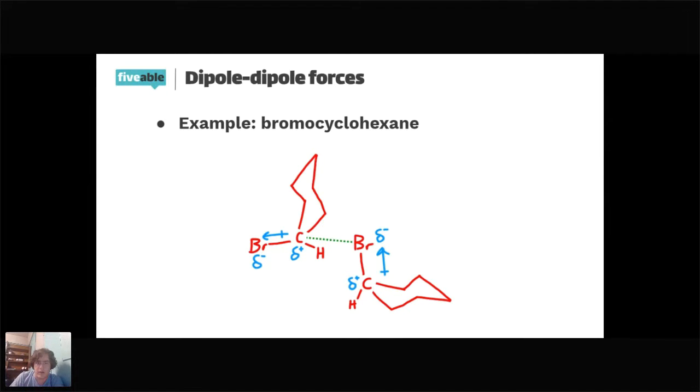Does that make sense? The whole idea is that this applies to very big molecules, because this is a very complicated molecule.